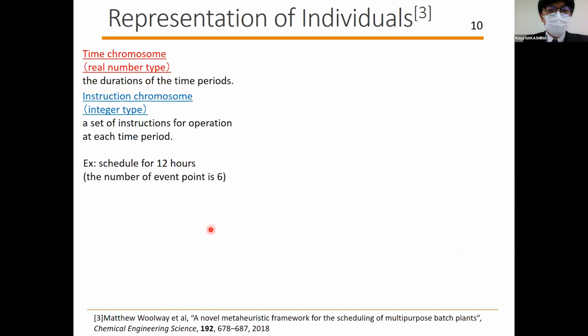In this study, we use two chromosomes to represent a single individual based on the method of Mashi and others. The first is a time chromosome, which represents the duration of the time period when the schedule is divided at the number of event points. The second is the instruction chromosome, which represents the operating conditions of each unit at each time period. Now, I will explain a specific example, assuming that the time horizon is 12 hours and the number of event points is 6.